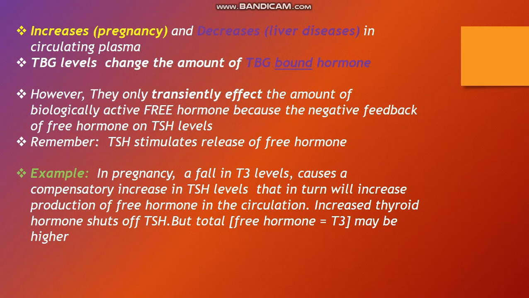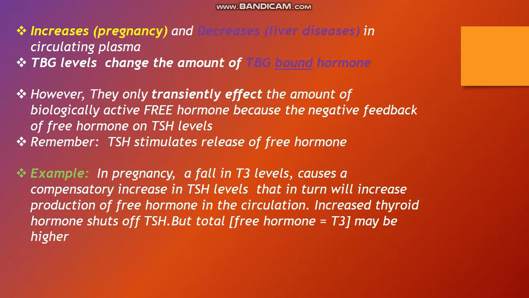In pregnancy, a fall in T3 level causes a compensatory increase in TSH level. This is negative feedback, which in turn will increase production of the free hormone in the circulation. Increased thyroid hormone shuts off TSH, but total free hormone may be higher.